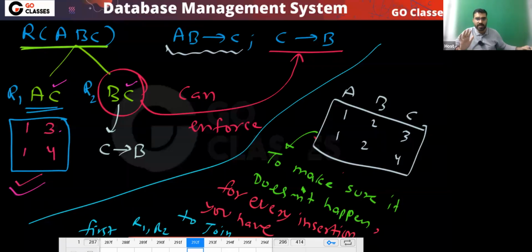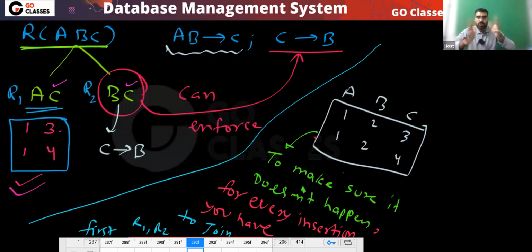I am also telling you that I want BCNF. So two things I'm telling you: enforce AB determining C, and BCNF. Now, if you make two tables, forget that there is no original table. Just for a moment, assume there is no original table R(ABC). In your database, you create two tables, AB and BC.